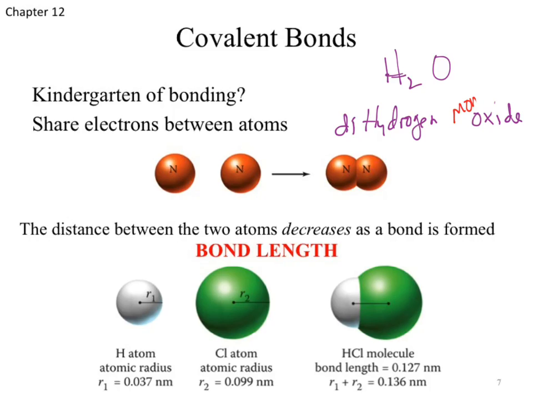Okay? Do I expect you to be able to predict the bond length for any molecule? No is a good answer. Why? How would you be able to get the bond length? What information do you need to know? You'd need to know the radius of your individual atoms.